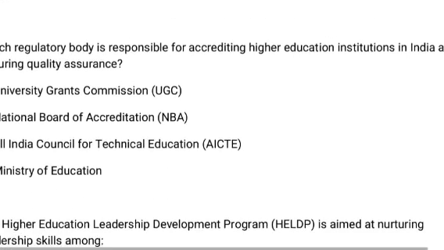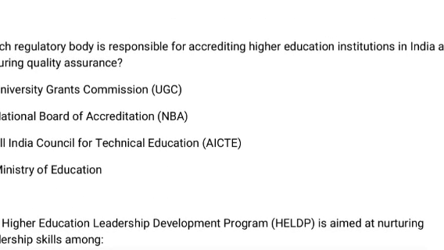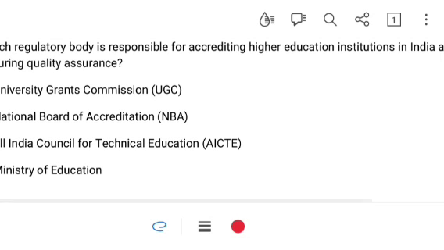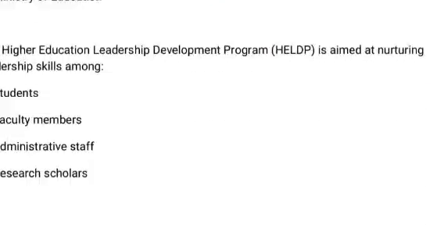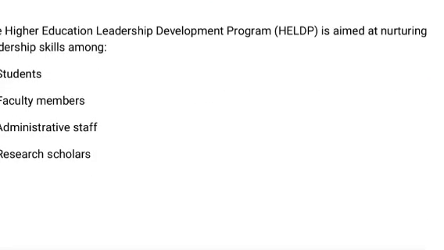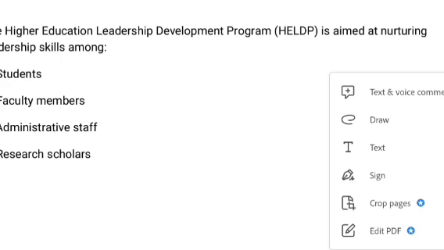Next is, which regulatory body is responsible for accrediting higher education institutions in India and ensuring quality assurance? UGC, NBA, AICTE, Ministry of Education. So it will be National Board of Accreditation, NBA. Next, the Higher Education Leadership Development Program HELDP is aimed at nurturing leadership skill among what? Students, faculty members, administrative staff or research scholars? It will be administrative staff.